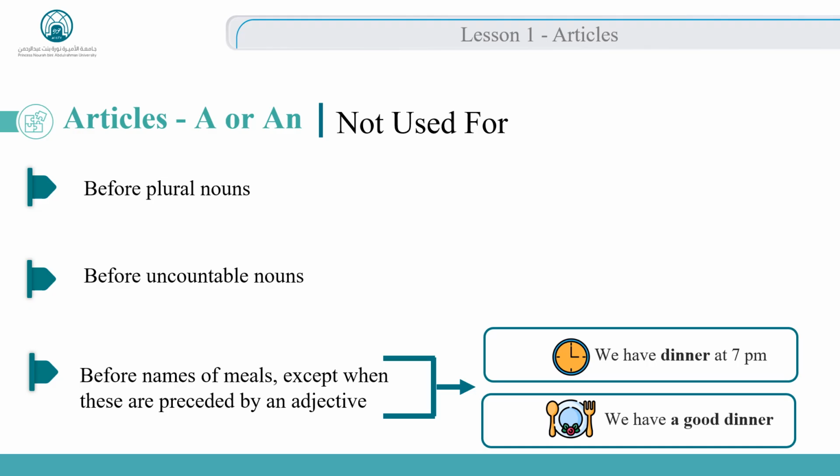We also don't use the indefinite articles a or an before the names of meals, except when these meals are preceded by an adjective. Example: we have dinner at 7 p.m. We didn't say we have a dinner at 7 p.m. We said we have dinner at 7 p.m. So when should we use a? When we use an adjective before the name of the meal. We have a good dinner. We have an amazing dinner.